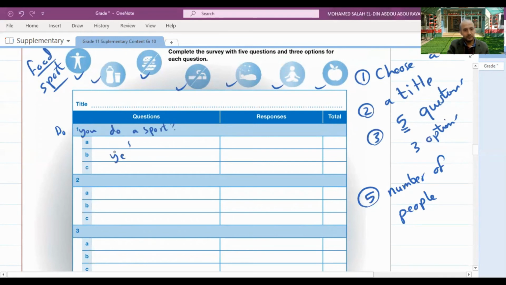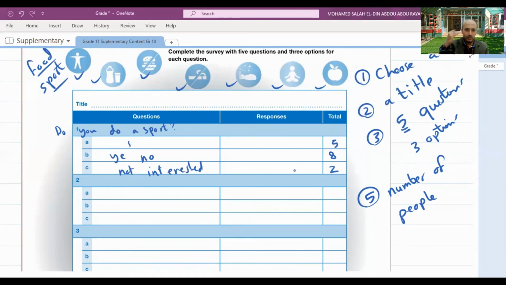Yes. Sorry, yes, no, not interested. For example, if we asked 15 students, maybe 5 said yes, maybe 8 said no, and 2 said not interested. From these answers, you find that most of the students, 8 and the 2 is 10, most of the students don't do sports.